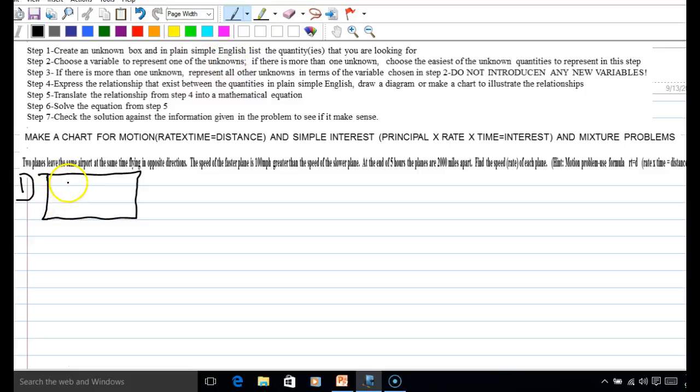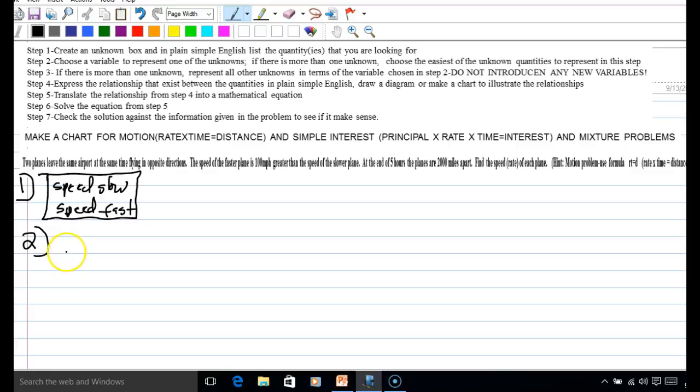Basically here, what I'm looking for is the speed of the slow plane and the speed, or the rate if you would, for the fast plane. So again, plain simple English. If you do a good job of developing the first 4 steps, then the equation, which is the most important step in the entire process, will fall in your lap.